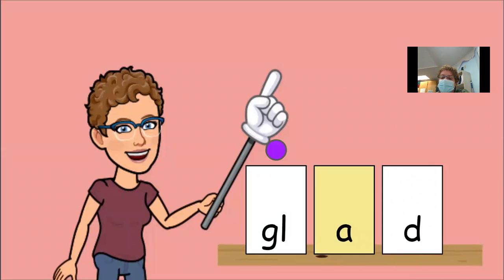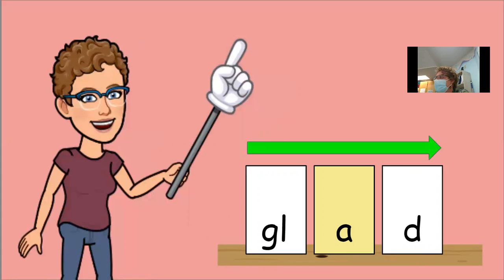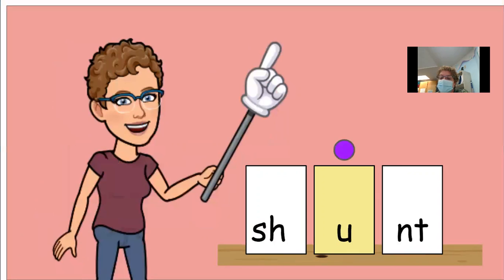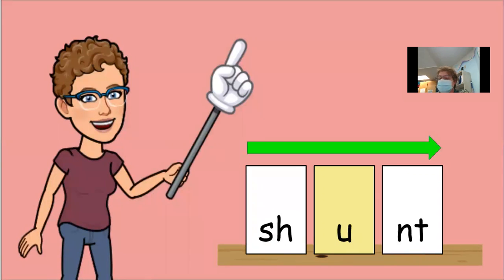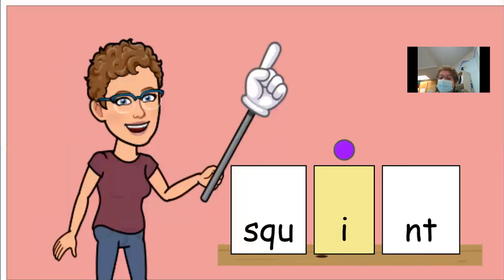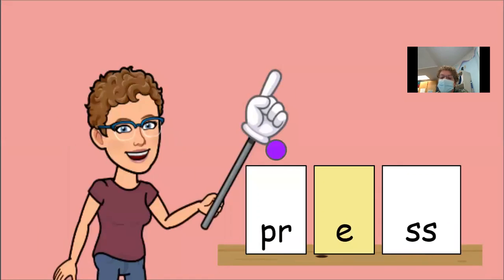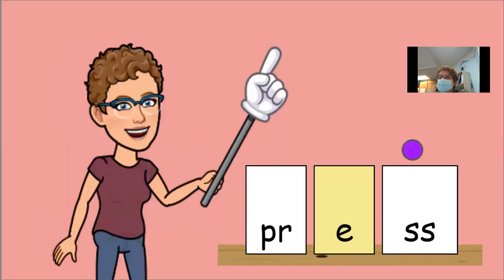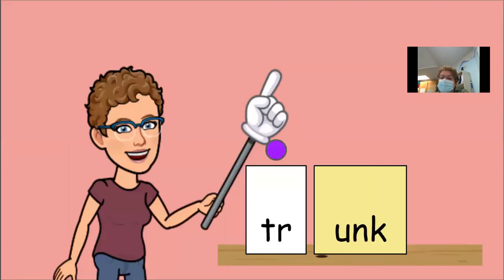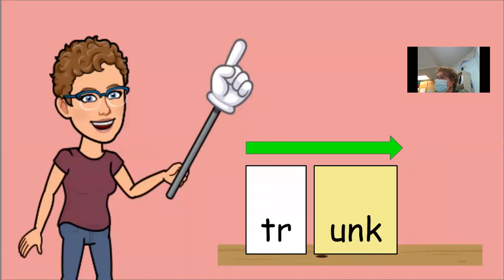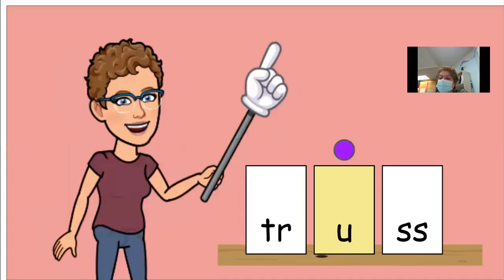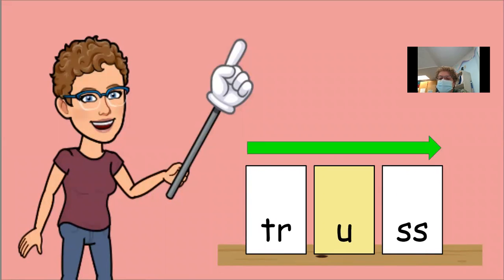Here we go. Gl, a, d, glad. Sh, u, nt, shunt. Squa, e, nt, squint. Pra, e, ss, press, real word. Tra, u, nk, trunk, real. Tra, truss. That's why we want to make sure we're not making that sound after the R, right? Because then there'd be two sounds. And so we get truss.